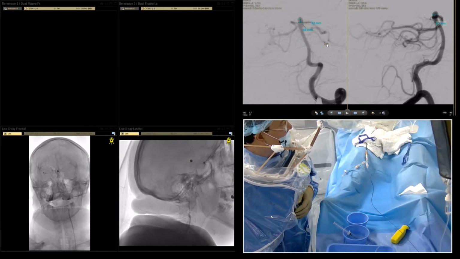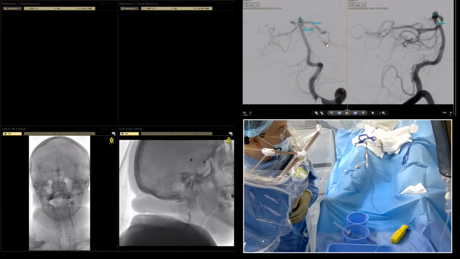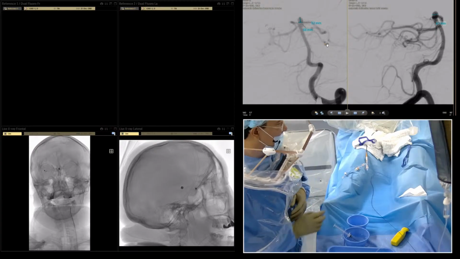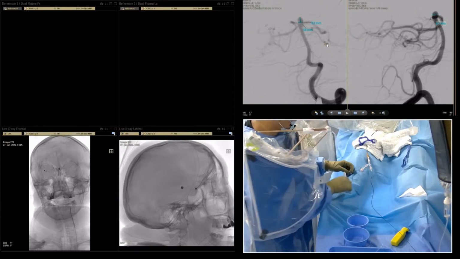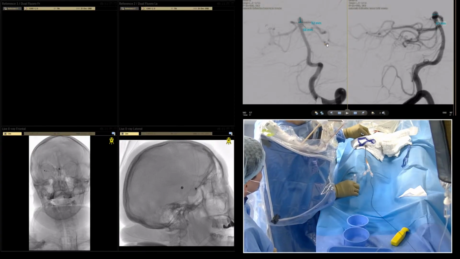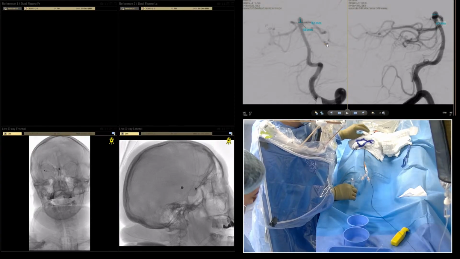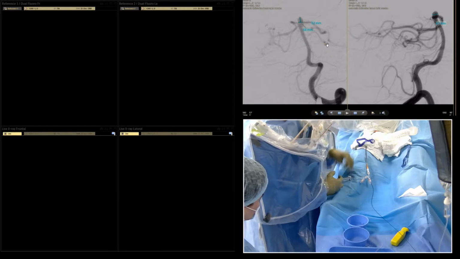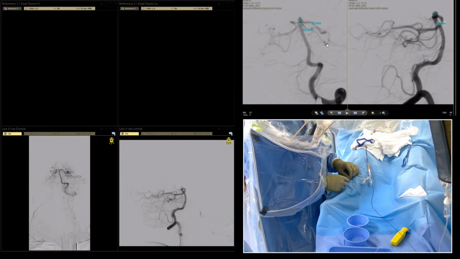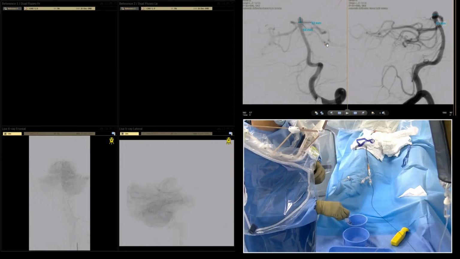Yes, we will do control angio from this artery, from the vertebral basilar system, and then I will go one more time for the MCA territory to do the last control. Okay? Yes, it's okay. Everything is in place.